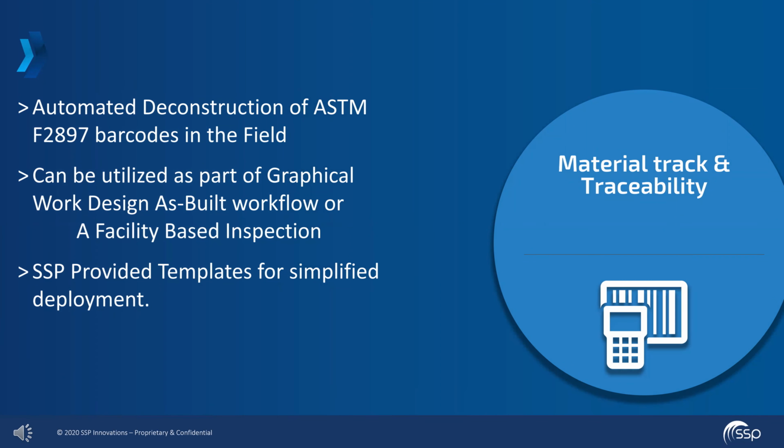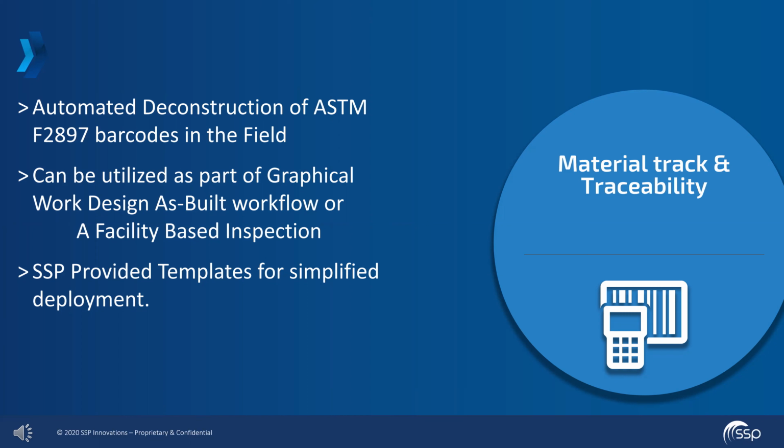Moving on to something a little different now, let's discuss briefly material tracking and traceability enhancements for gas utilities that we've made available for facility-based inspections and design workflows in MIMS Mobile. So field crews can now capture gas equipment barcodes using handheld barcode scanners. MIMS Mobile will deconstruct those ASTM F2897 barcode values and automatically field copy those values into inspections or design fields.